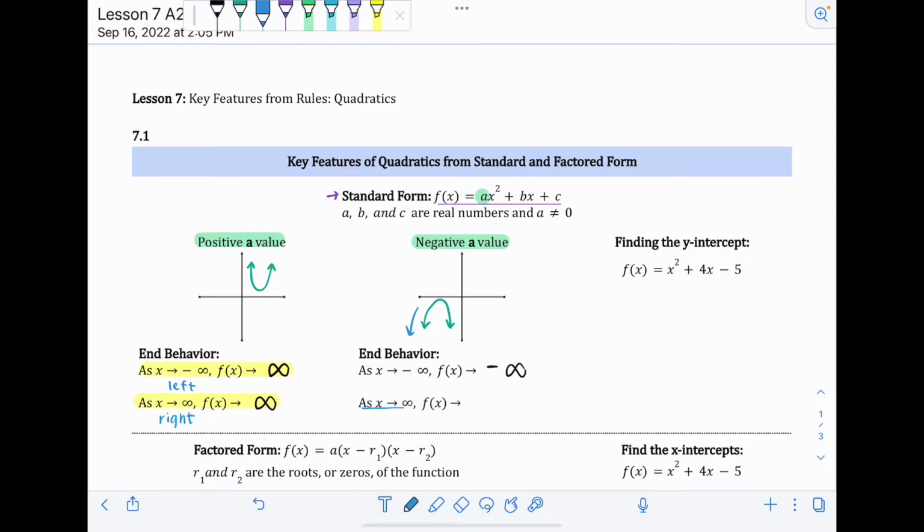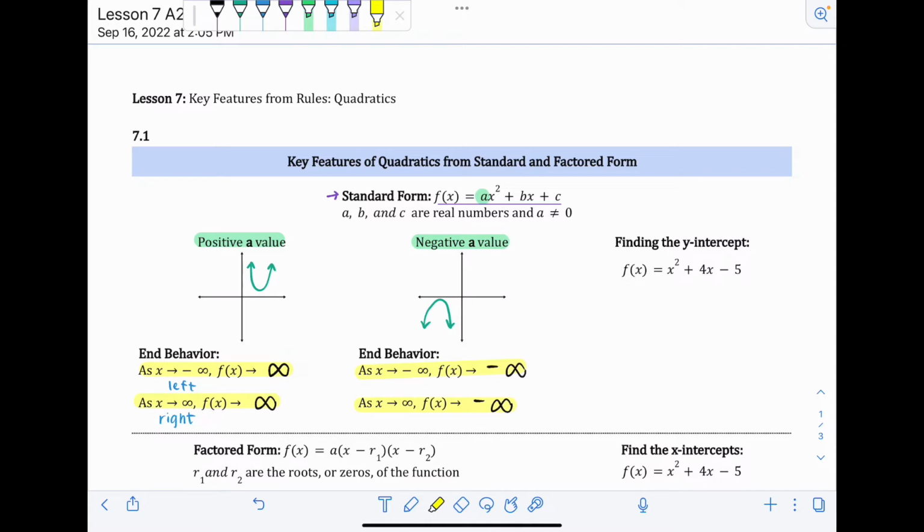And then as x approaches infinity, so the right side of the graph, f of x approaches, the right side of our little graph finishes going downward. So f of x approaches negative infinity as well. And that's the case for any quadratic that has a negative a value. Both sides are going to finish going down. So these sketches help us find the end behavior for any quadratic that falls under that category of positive a value or negative a value, and they'll all fall into one or the other.